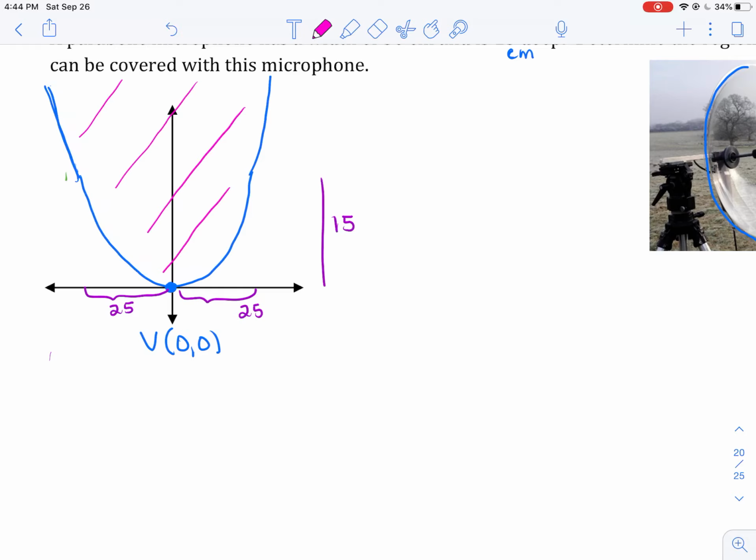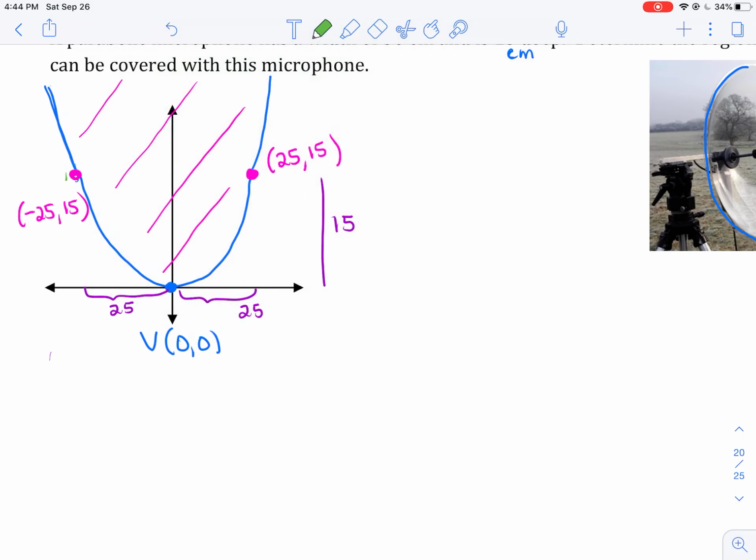So what we want to do is come up with the equation for that blue parabola. And I can do that using the coordinates of the vertex, and I'm going to mark on the coordinates of this point here. I went over 25, up 15. So that's 25 comma 15. Or similarly, I could have used the coordinates over here, negative 25 and 15.